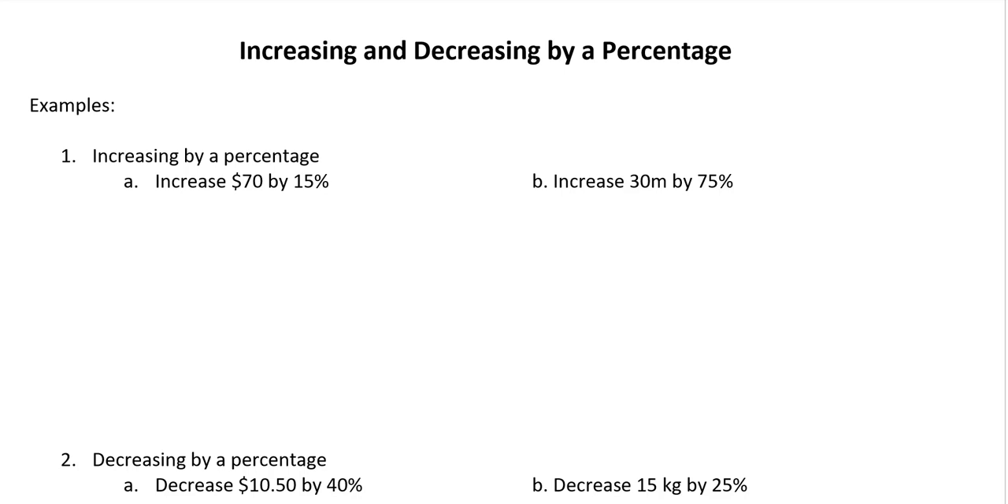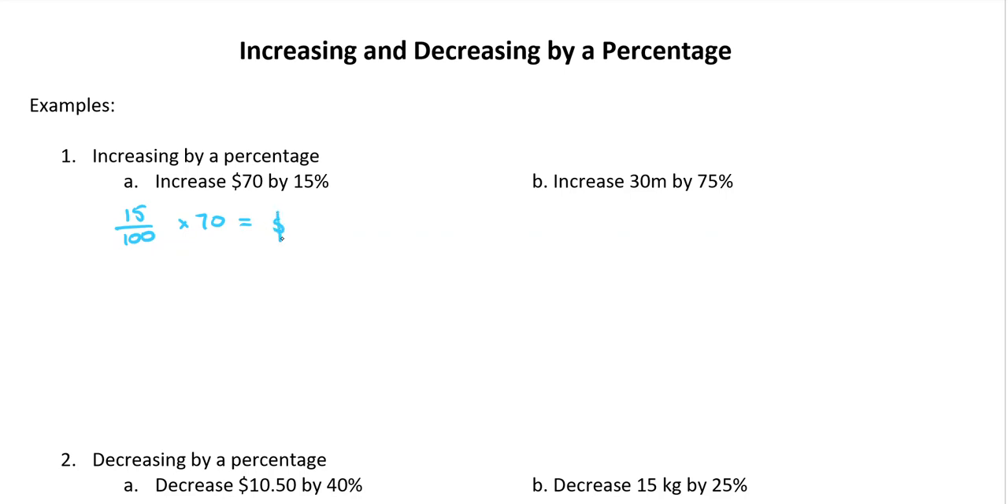Okay, so it's only two steps. First thing you have to do is find out what 15% of that $70 is. And that's what we've been doing all lesson. Finding 15% means 15 over 100, and then you times it by the $70. Type that in your calculators. No, not quite.